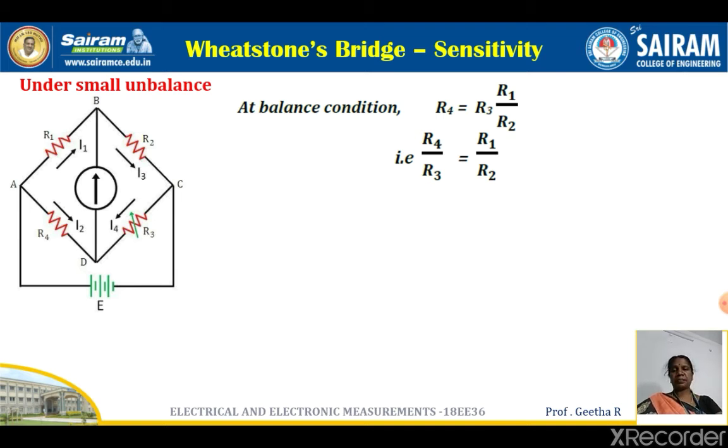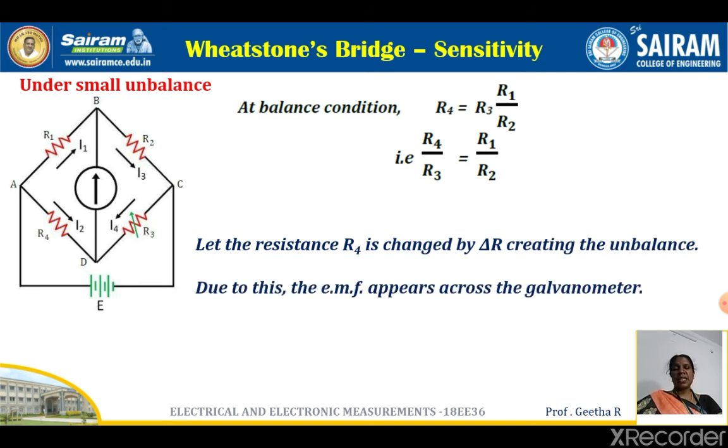At balance condition, we have come across the expression R4 is equal to R1 by R2 into R3, or you can write R4 by R3 is equal to R1 by R2. That is for the balance condition. Now the circuit is not balanced; it is under small unbalance.